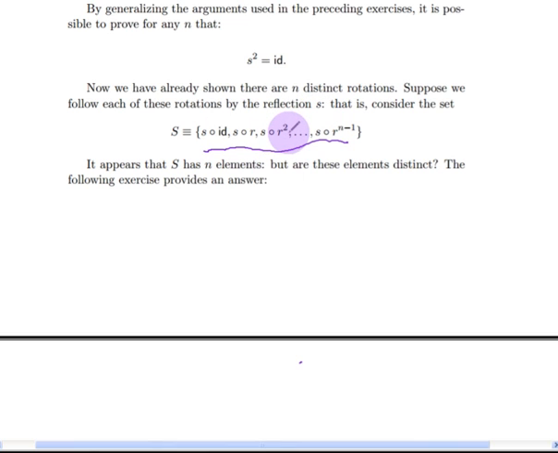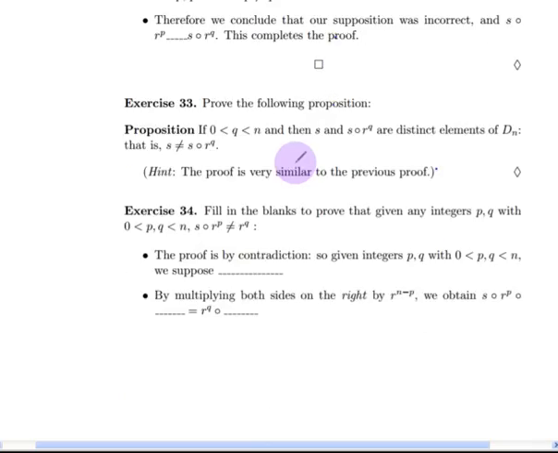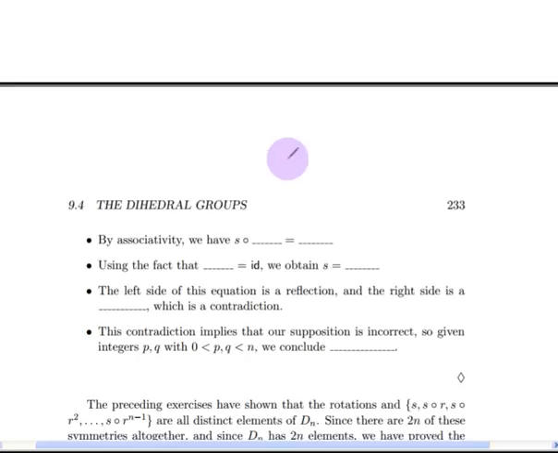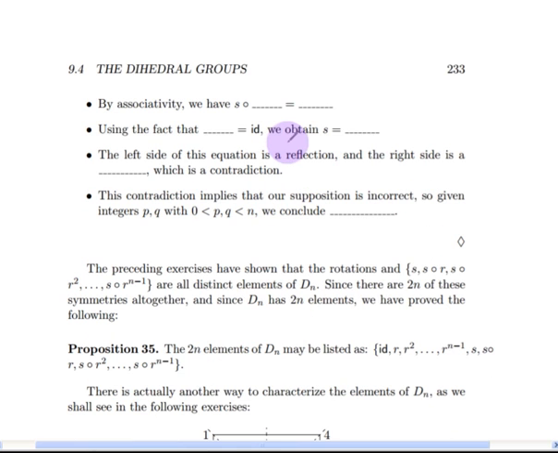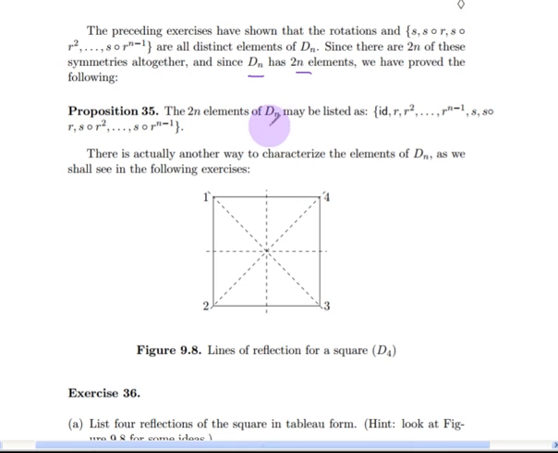And you're going to use some group properties to prove that. All right, so this set S, none of them are rotations, none of them are equal to each other, and there are n elements. So you have n distinct elements. Okay, so we have n rotations, we have n of these, we have 2n elements. We know that Dn has 2n elements, so we've shown that the elements of Dn can be listed in the following way.